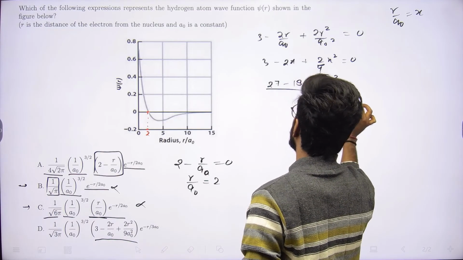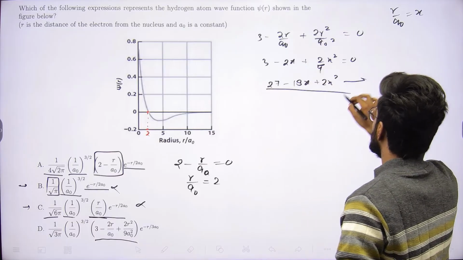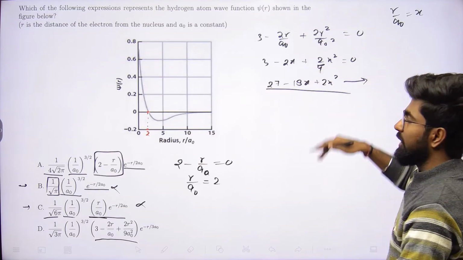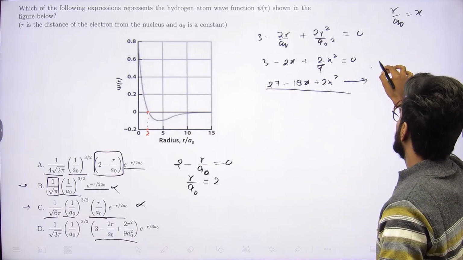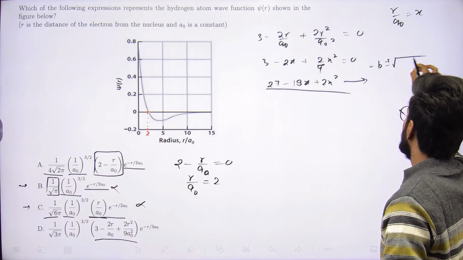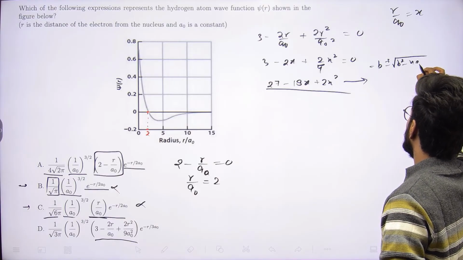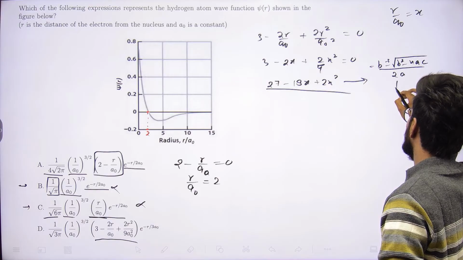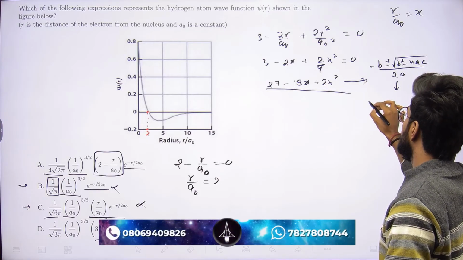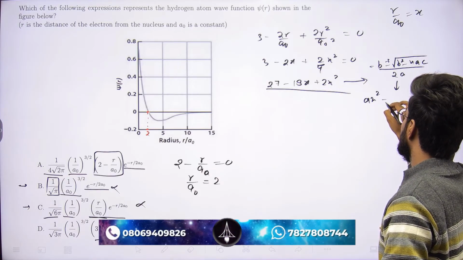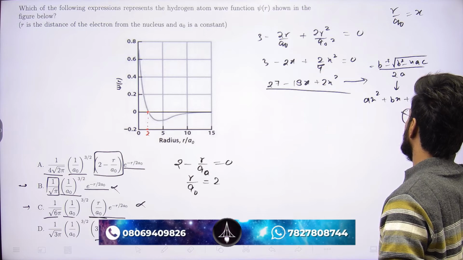When you solve this quadratic equation using the Sridharacharya formula that you very well studied in class 10th, that is basically x equals minus b plus minus under root b square minus 4ac upon 2a, which corresponds to the basic general equation ax square plus bx plus c equals to 0.